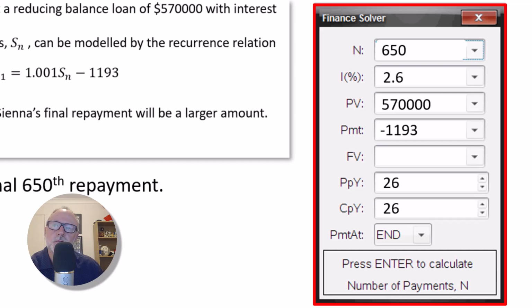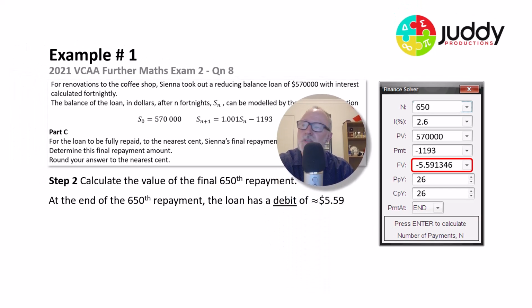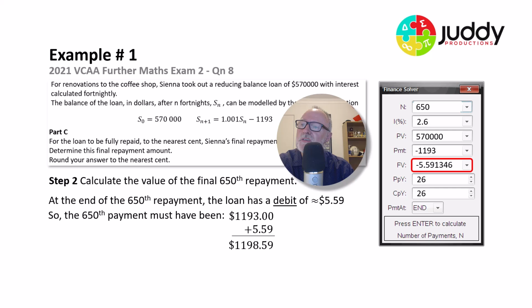So that means the future value for this loan will be $5.59 with a few decimals on the end. So that means at the end of the 650th repayment, the loan has a debit of $5.59. That is, it still has an amount owing of $5.59 after the payment of $1,193. So in order to pay off this loan in total, the 650th payment must have been the standard repayment of $1,193 plus an additional amount owing of $5.59. So the final payment, that is the 650th repayment, must have been $1,198.59.